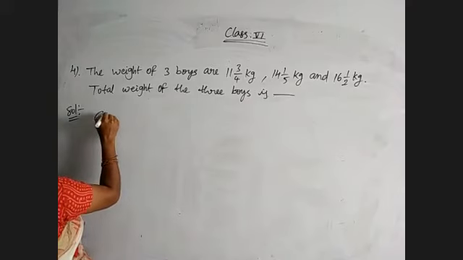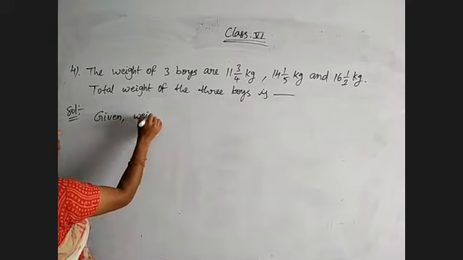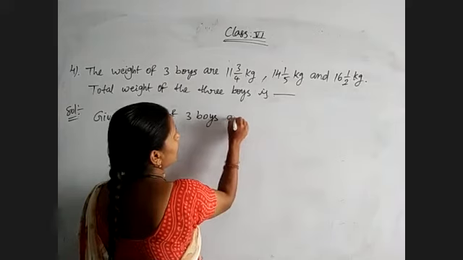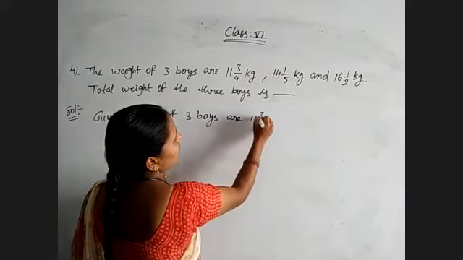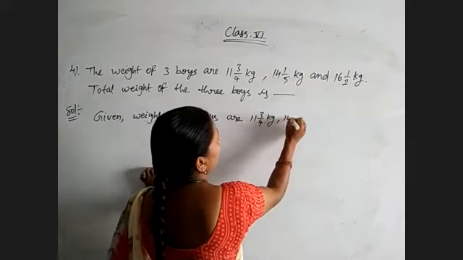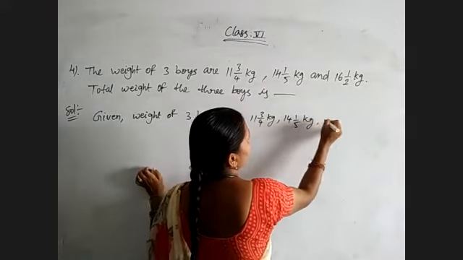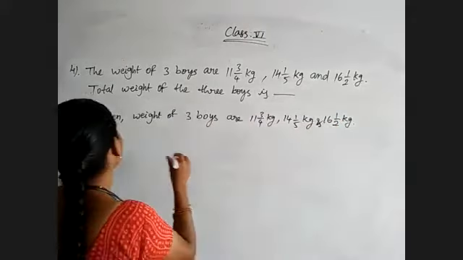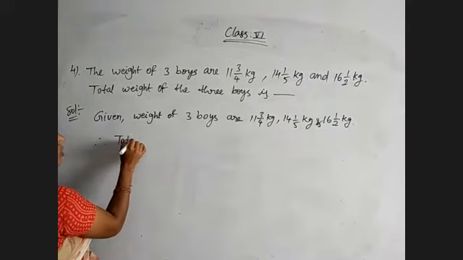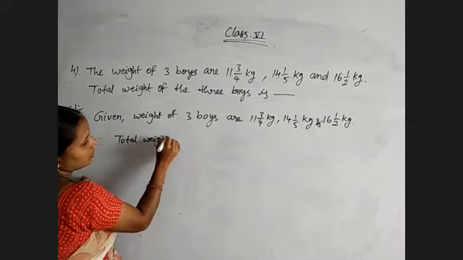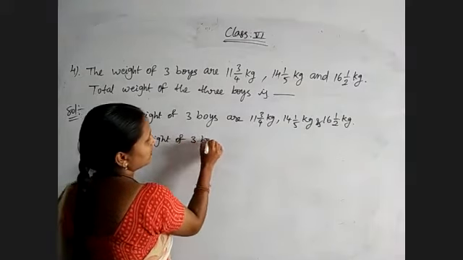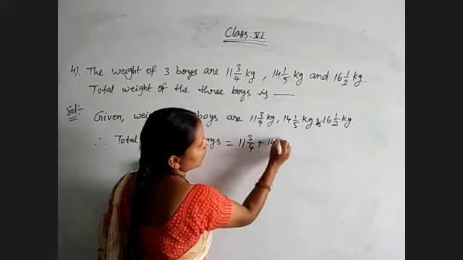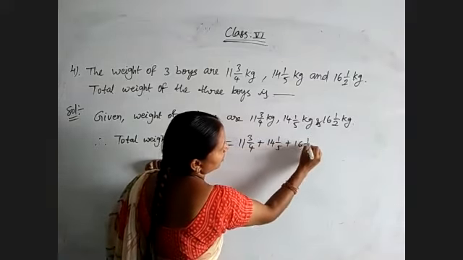So the weight of each person is given. The weight of 3 boys are 11 3/4 kilograms, 14 1/5 kilograms and 16 1/2 kilograms. Therefore the total weight of those 3 boys is equal to 11 3/4 plus 14 1/5 plus 16 1/2 kilograms.